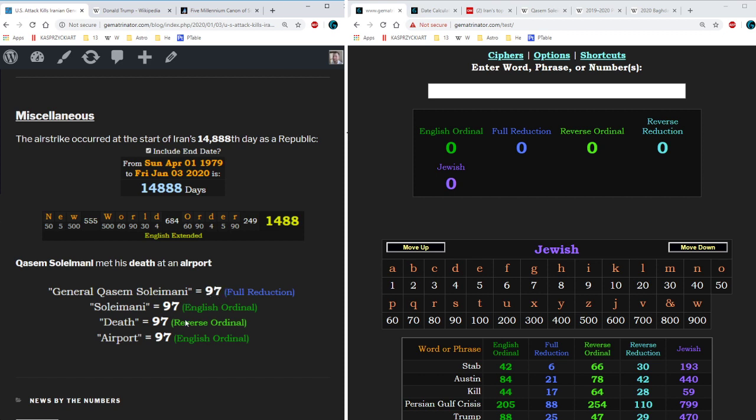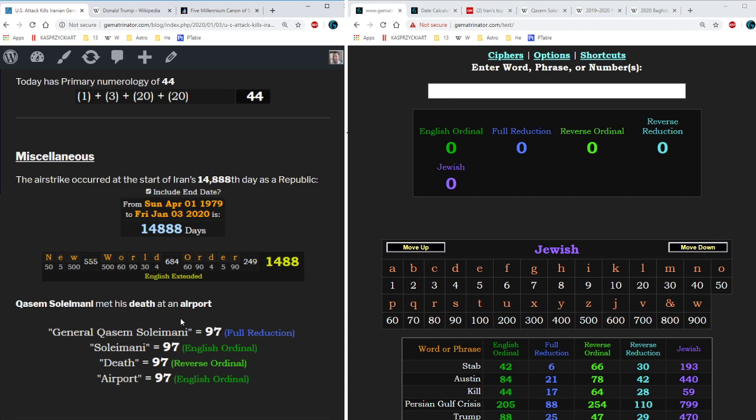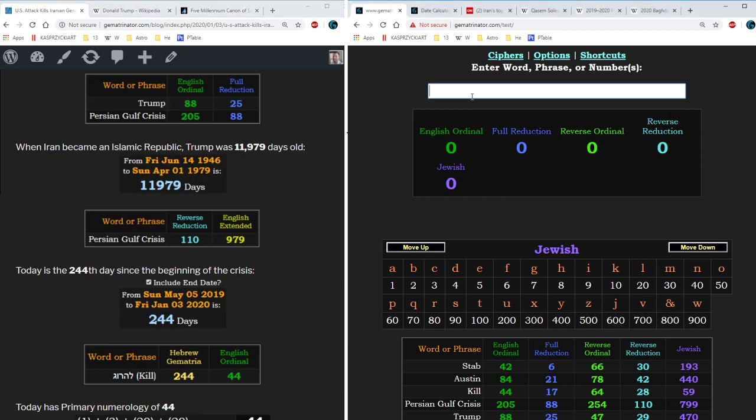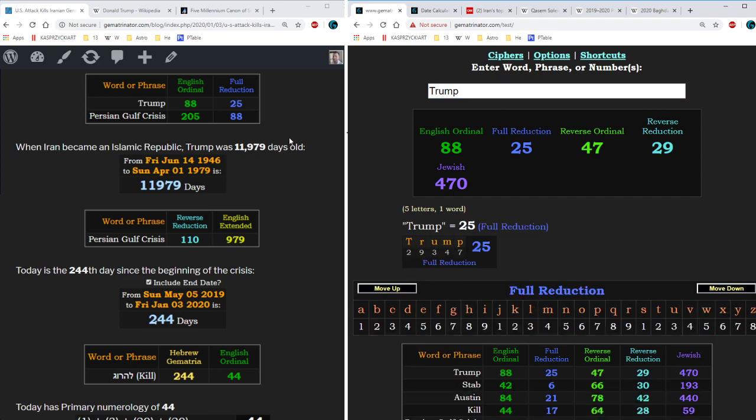Also, a lot of 97s. General Qasem Soleimani, 97. His last name, 97. He met his death at an airport. Both of those also summing to 97, which is the 25th prime number. Of course, Trump equals 25 as well.